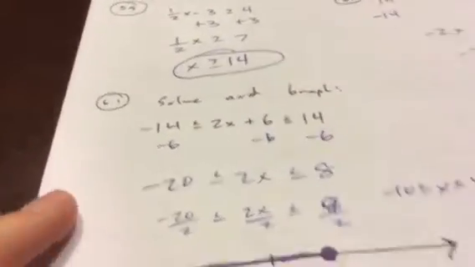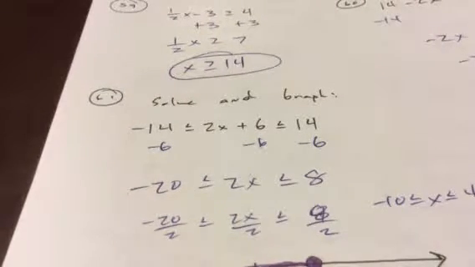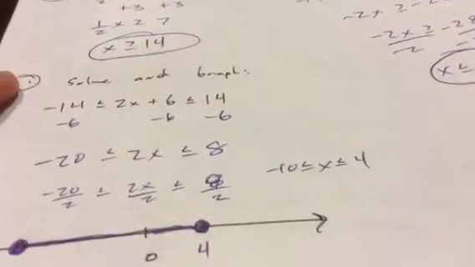61 here, folks. Subtract 6 from both sides, from all three regions, I mean. Negative 20 is less than or equal to 2x, which is less than or equal to 8. Divide everything by 2. Negative 10 is less than or equal to x, which is less than or equal to 4. So basically, x is between negative 10 and 4.